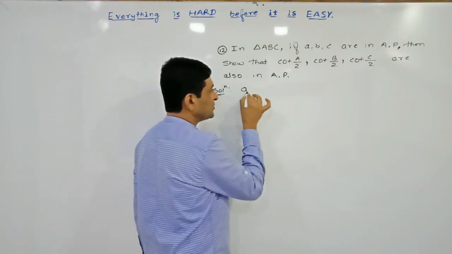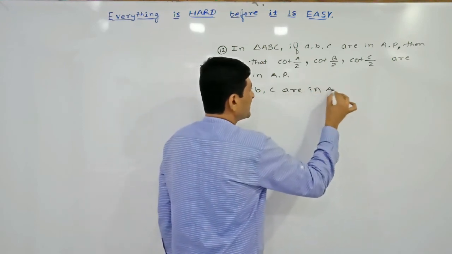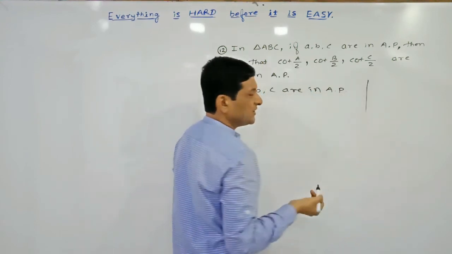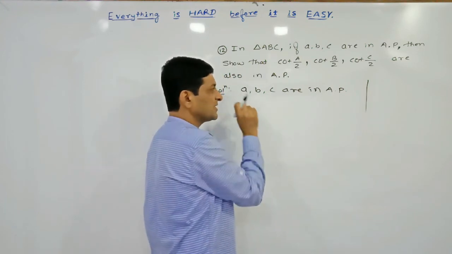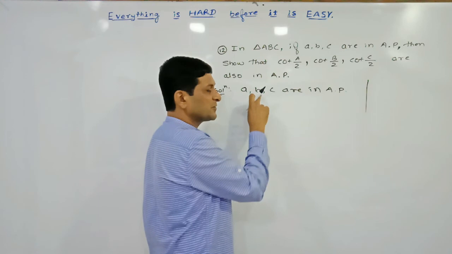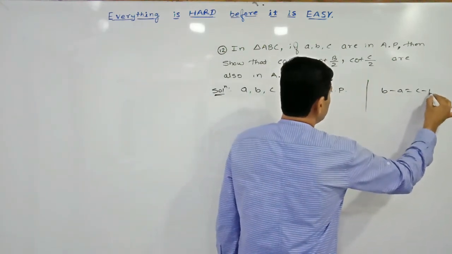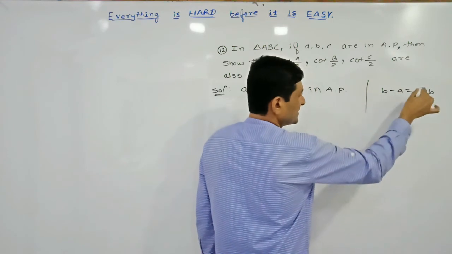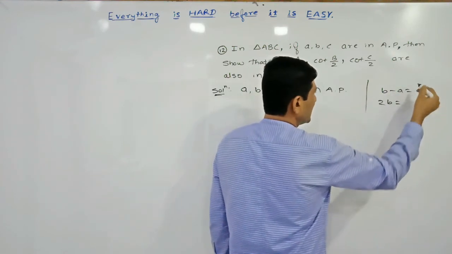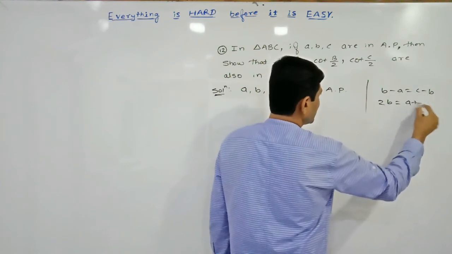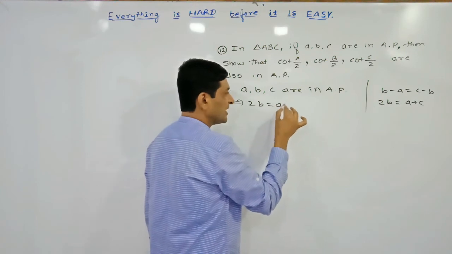What is the given condition here? a, b, c are in arithmetic progression. We know that if three terms are in arithmetic progression, then the difference of a term and its previous term is constant. Means b minus a will be equal to c minus b. So minus b on this side will become plus b, b plus b will be equal to 2b, and on this side minus a will become plus a, means a plus c. Means which condition is satisfying? 2b is equal to a plus c.